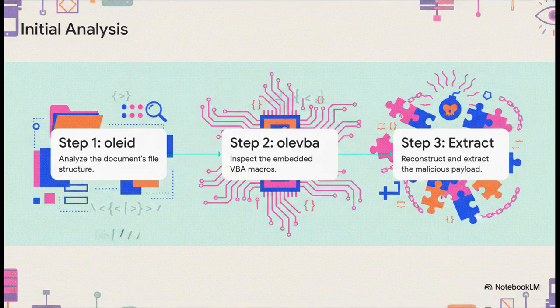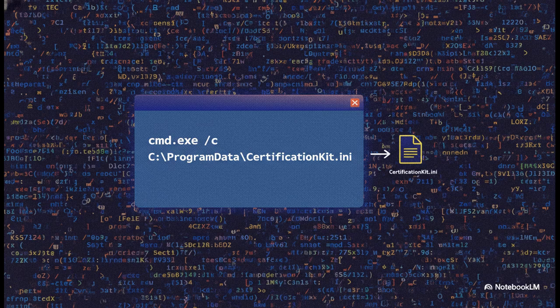So, if you're a malware analyst and this lands on your desk, your first steps are pretty standard. It's almost like a routine. As you can see here, you'd probably start by running a tool called OLEID, just to check out the file's structure. Then you'd use something like OLEVBA to poke around at the macros embedded inside. The whole goal here is pretty simple: find the bad stuff, piece it back together, and pull out the malicious payload. And after digging through a bunch of junk code, and trust me, there is always junk code, the macro's real purpose came into view.